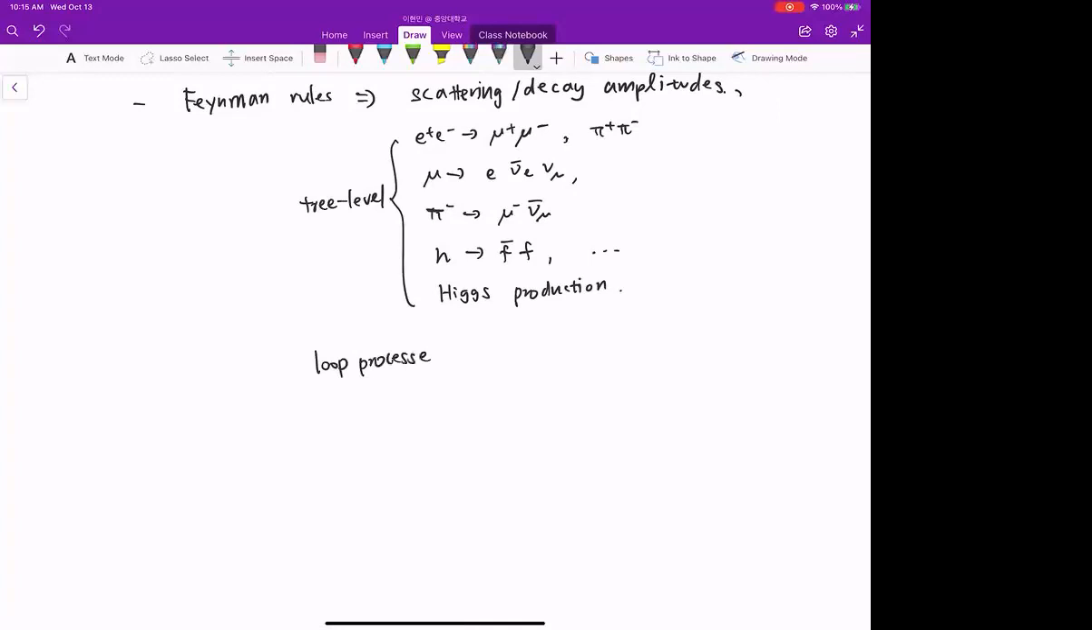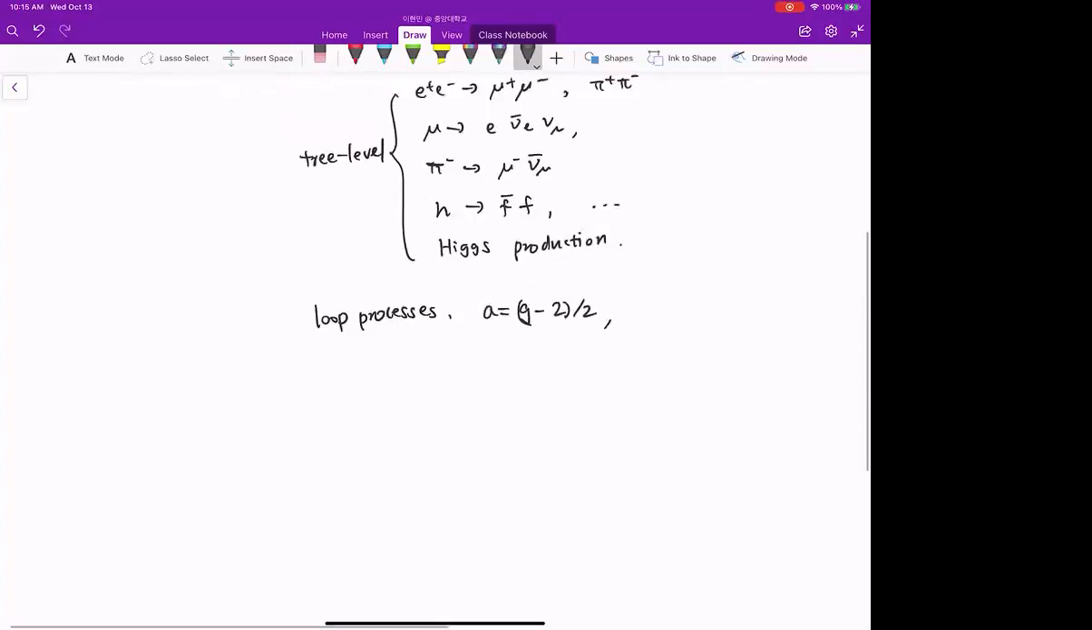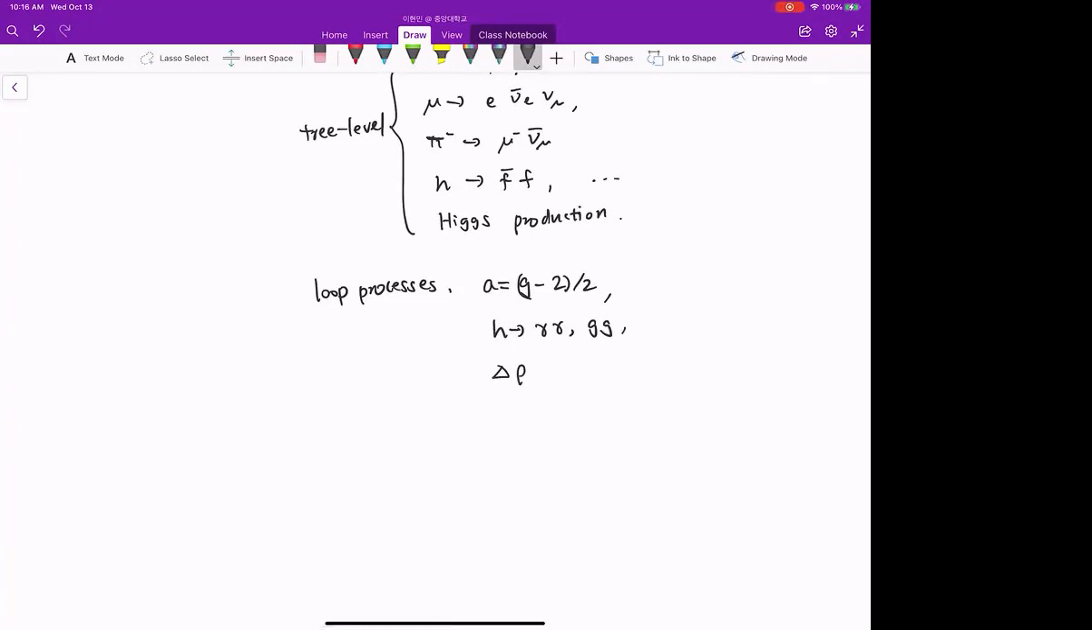Without quantum field theory, without quantum mechanics, this loop process is not possible. So delta muon g minus two, for instance, we call a equal to (g minus two) over two, and X goes to gamma gamma, and also delta rho. The electroweak precision test, and then gauge coupling running, the vacuum polarization.